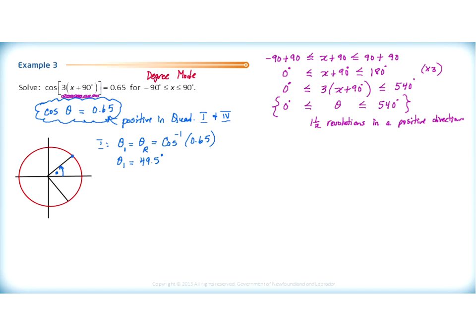However, we need to replace theta with 3 times x plus 90 in order to solve for x equals 49.5. If we divide both sides by 3, we end up with x plus 90 degrees is equal to 49.5 divided by 3, which is 16.5 degrees. When you subtract 90 from both sides, 16.5 minus 90, x is equal to a negative 73.5 degrees. And that's one solution for this equation.